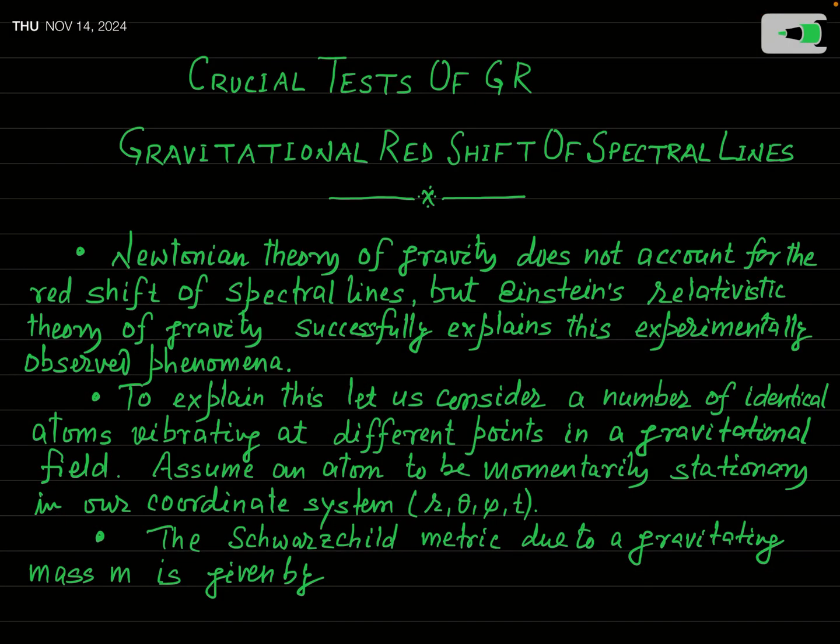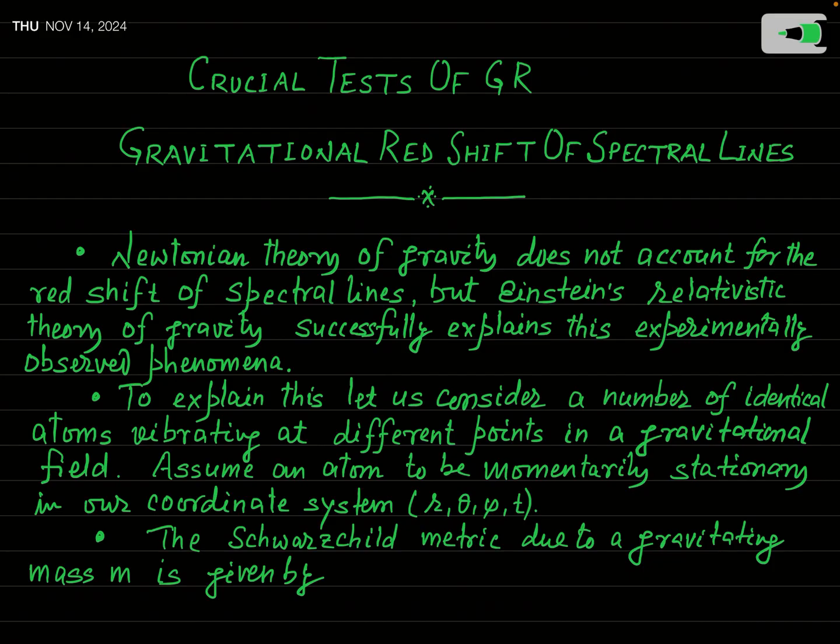This is our final lecture on the crucial tests of Einstein's theory of gravity. Einstein's theory of gravity is a relativistic theory, and before it, we have the Newtonian theory of gravity, which is a classical theory. The aim of this series of lectures is to test the validity of Einstein's theory of gravity on an experimental basis, which is called its crucial test.